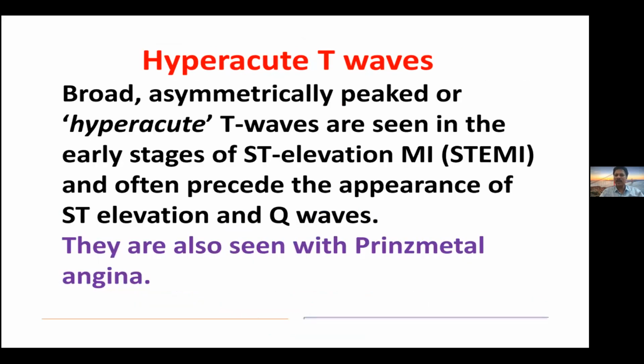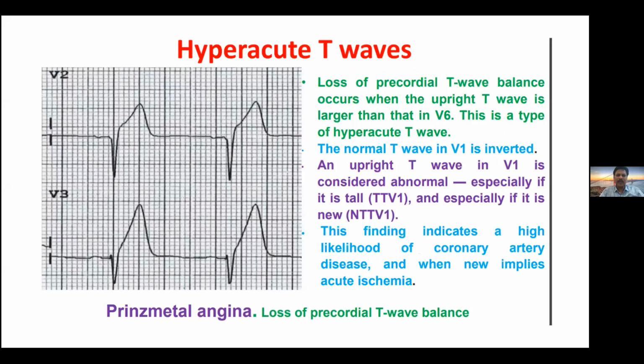Hyperacute T waves, I told you, broad, asymmetrical, peaked hyperacute T waves are seen in the early stages of ST elevation. It is transient, within 30, 40 minutes, 1 hour. After that, you find there is ST segment elevation. So here you find this hyperacute T wave. See here, broad base, smooth transition, J point is elevating, and a blunt apex. It's not a tented peak like in hyperkalemia. Tall T wave. So this is typical of a hyperacute T wave, right?